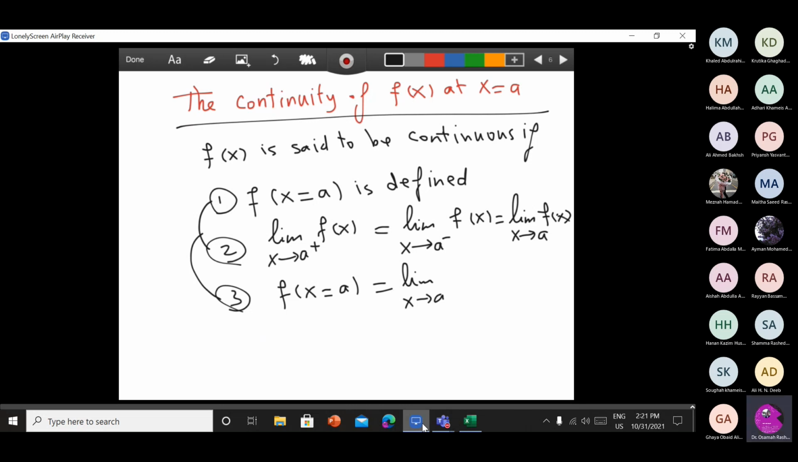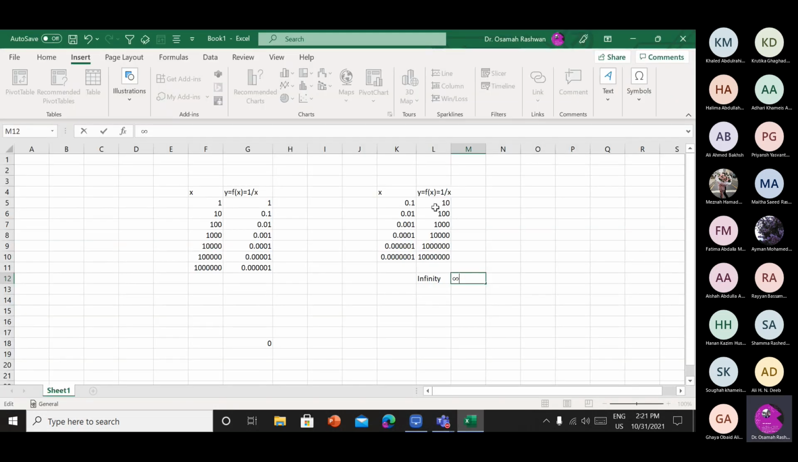What does it mean, left limit and right limit? Let's go for our 1 over x. If I go around 0, I come to the 0 from the right, okay? So this is I come to the 0 from the right. So yes, I can call it the limit when x tends to 0 from the right. What about the left? The left, I should have x negative, right?